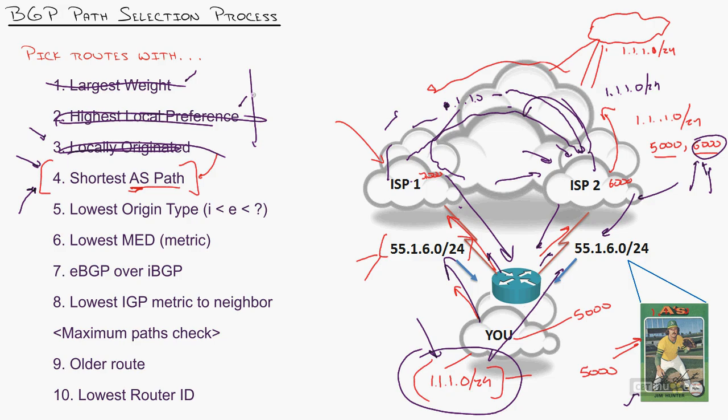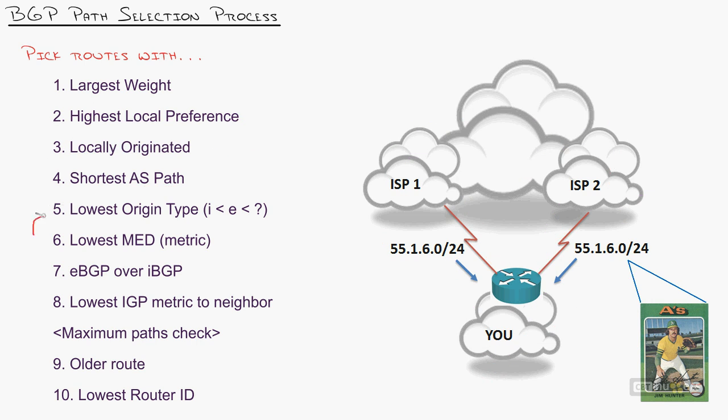Okay, so hang on one second. I'm taking you back here to our path selection process. Take a look at number 5, this origin deal. Where does the origin come in? Well, notice it. There we go. I come down here to number 5.